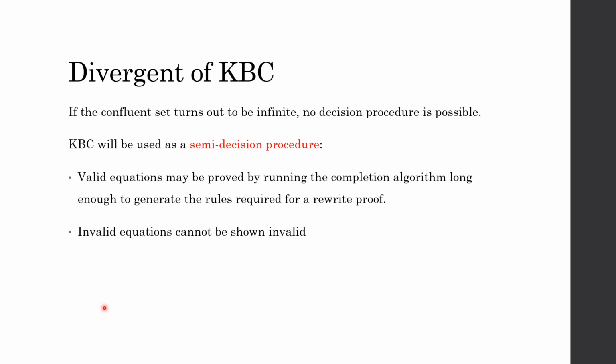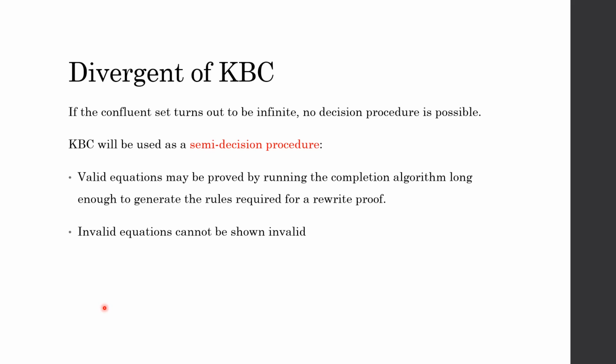So essentially, you give the equation that you want to prove is valid, and then you keep on generating rewrite rules, which means theorems, more and more theorems, until you have enough theorems or rewrite rules in order to prove that valid equation.